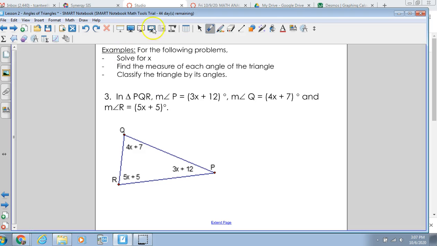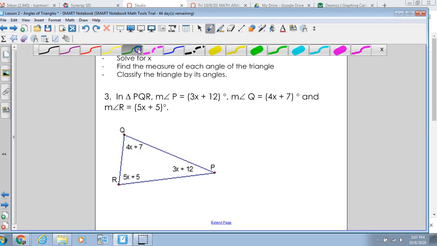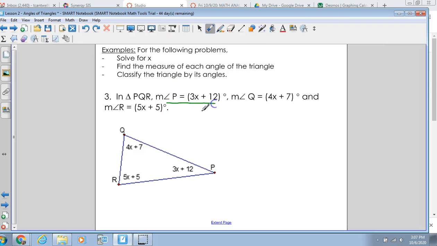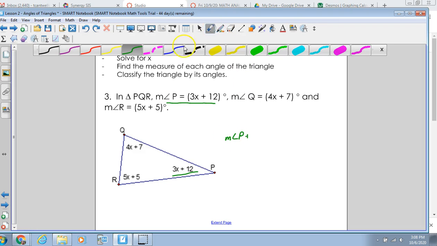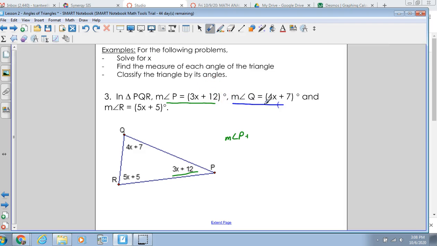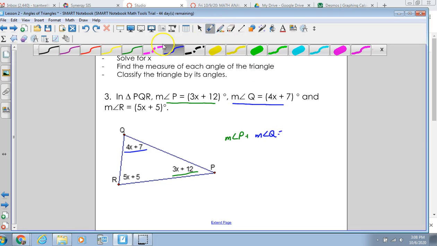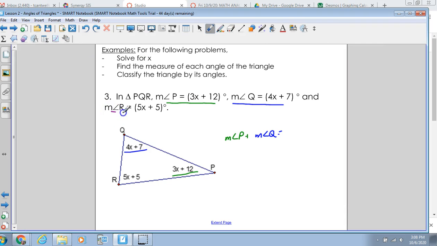So I'm going to use my colors just because it's fun to use my colors. Angle P is 3x plus 12. That's this one right here. So we know that the measure of angle P plus the measure of angle Q, which is 4x plus 7, and our third one, angle R, is 5x plus 5. That's over here. Sorry, that should be a plus. Measure of angle R equals 180.